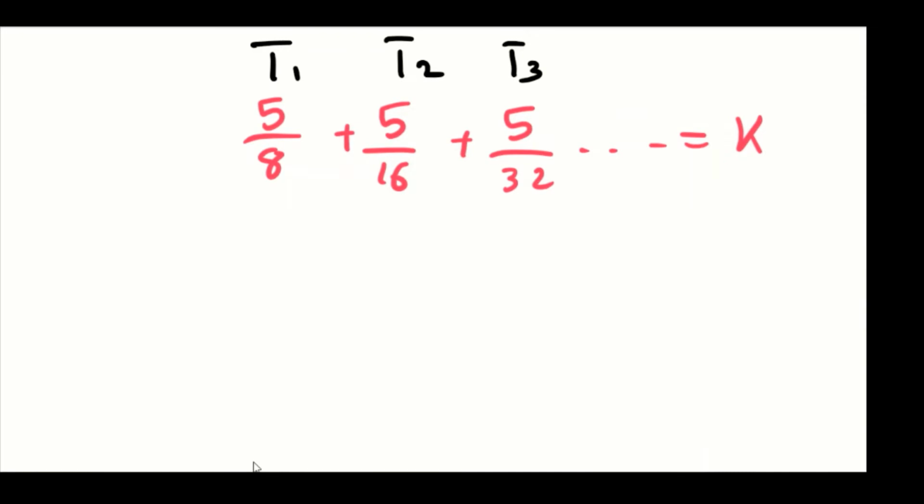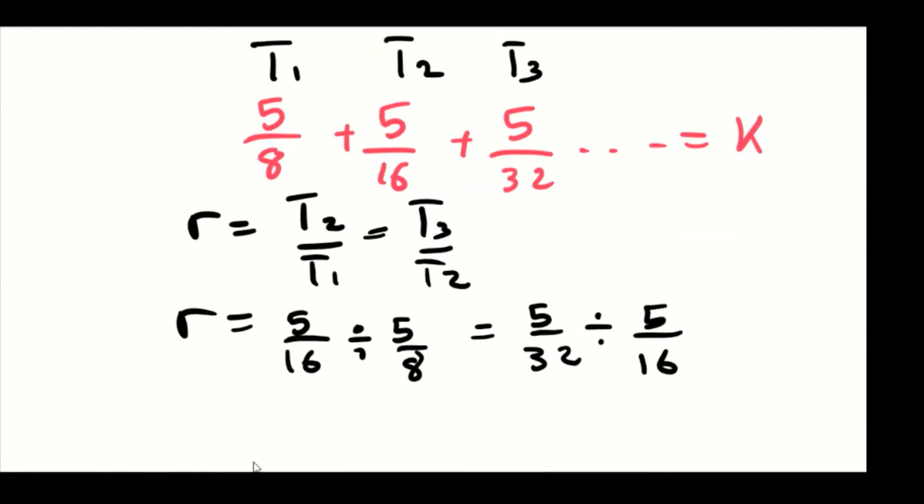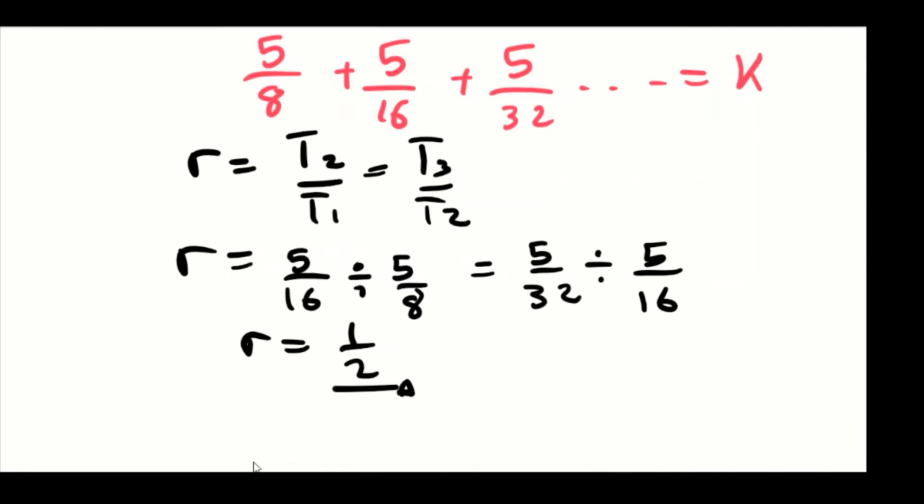So our value of r, because this is a geometric series, is going to be t2 over t1 equals t3 over t2, right? So term number 2 is equal to 5 over 16. Then we divide by term number 1, which is 5 over 8, equals term number 3, which is 5 over 32, then we divide by 5 over 16, right? So your r value that you need to get is 1 over 2, right? So now we have our r value and our a value is equal to 5 over 8.